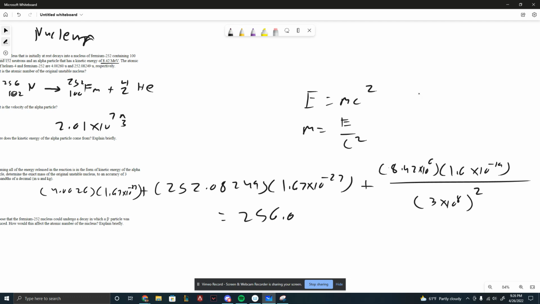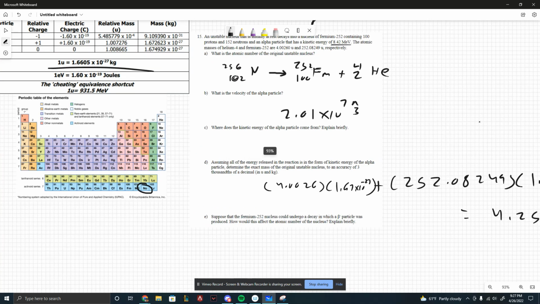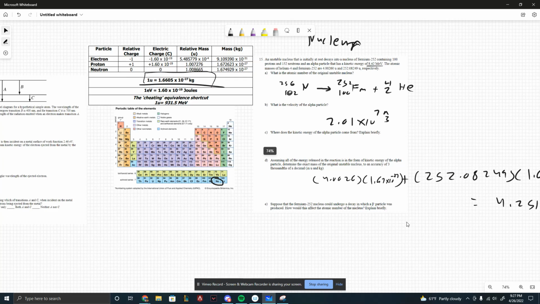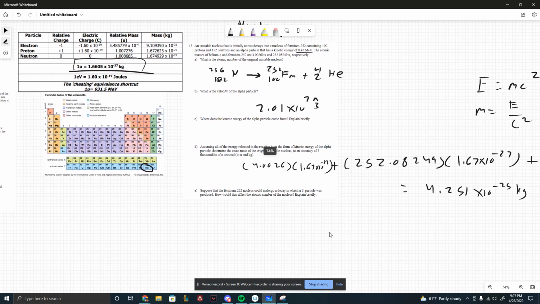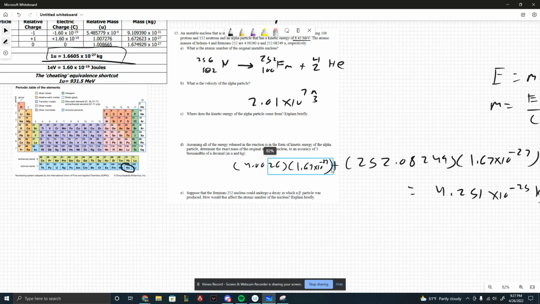256.0. Oh, I'm sorry, that's in AMU, I have the AMU one written down next to me too. You're going to have 4.251 times 10 to the negative 25th kilograms. That's how you do that. And if you want to turn that back into AMU, you would use this conversion you have right here, and you would divide it by 1.67 times 10 to the negative 27th kilograms. So that's how you do that part.